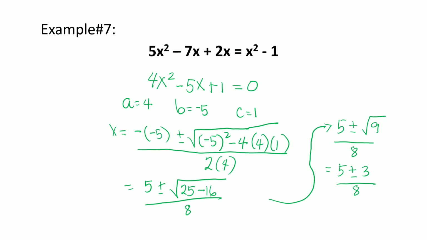And then over 8, we have two values of x. 5 plus 3 is 8, and then over 8, which is 1. The second value of x is 5 minus 3, which is 2 over 8, 1/4. So the solution set for this quadratic equation is 1 and 1/4.